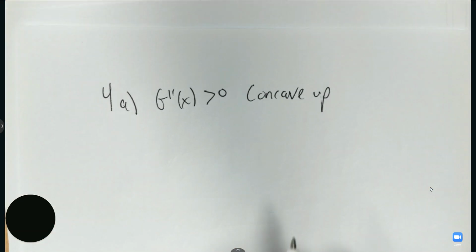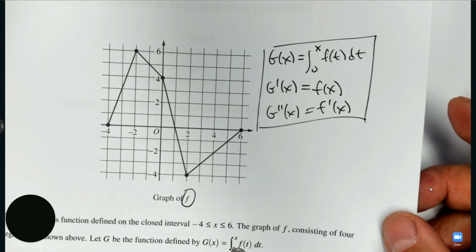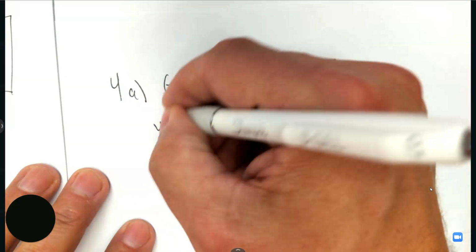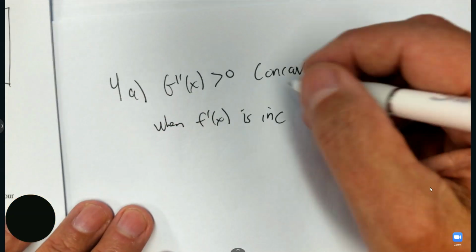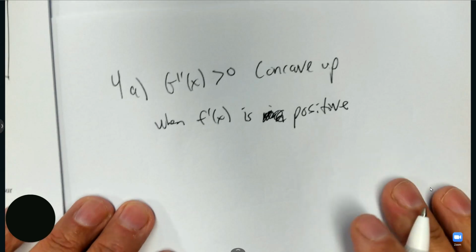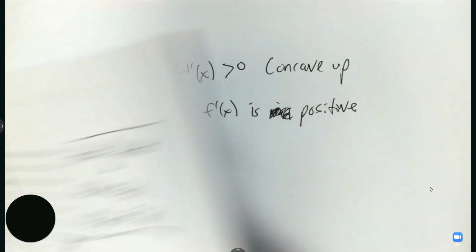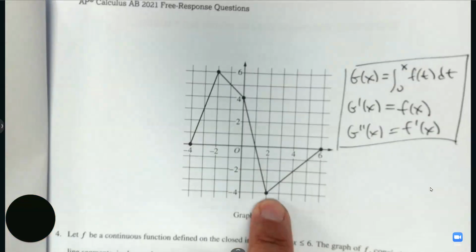Where is the second derivative positive? So I look off the graph and I'm looking at the derivative of this graph. So in other words, I'm looking at increasing and decreasing. So this is concave up when f is increasing. Sorry, when f is not increasing but positive, I should say. So where on the graph is the derivative positive? Where is it increasing? So from -4 to -2. And where else is it increasing? No, right here, from 2 to 6.